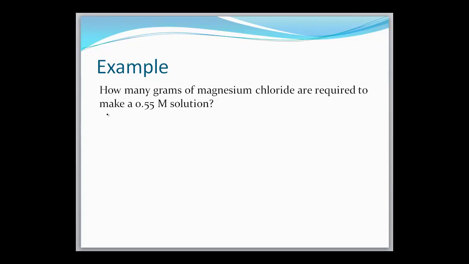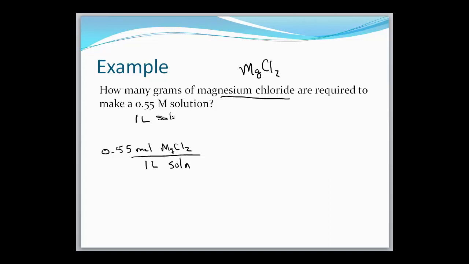Okay, let's take a look at another problem. How many grams of magnesium chloride, so right away you should be thinking MgCl2, are required to make a 0.55 molar solution? So what we're saying is we have 0.55 moles of magnesium chloride per liter of solution, and we want to know how many grams we want to use to make that. Now we're going to make an assumption here, and this should actually be clarified in the problem, but we're going to make an assumption that we have 1 liter of solution.